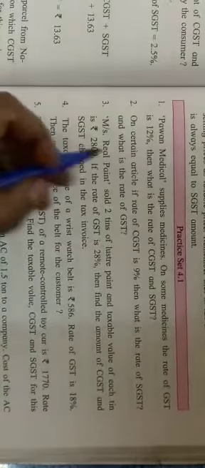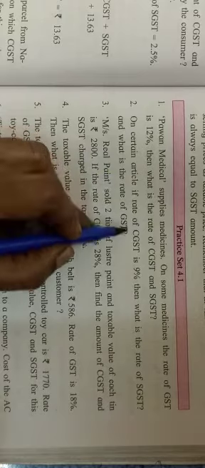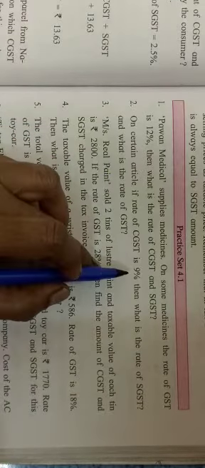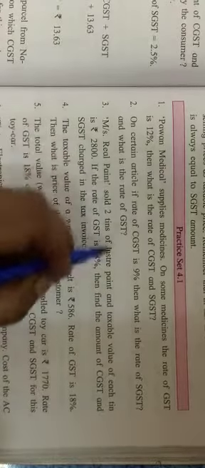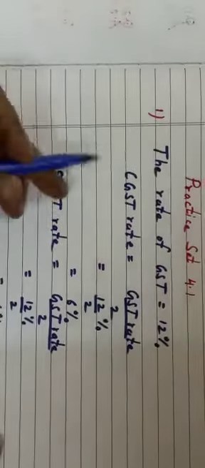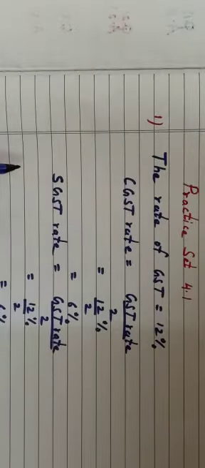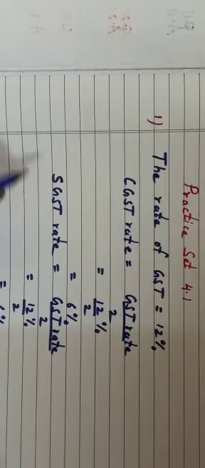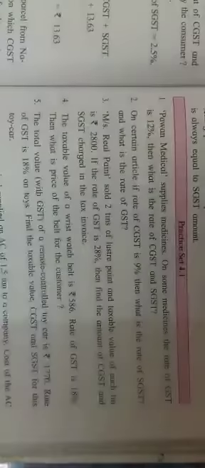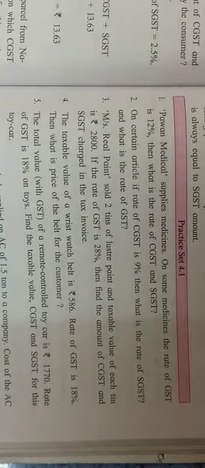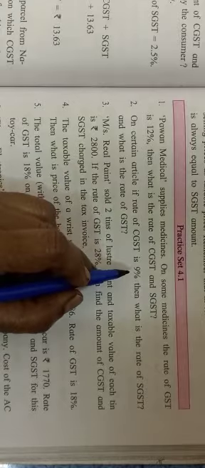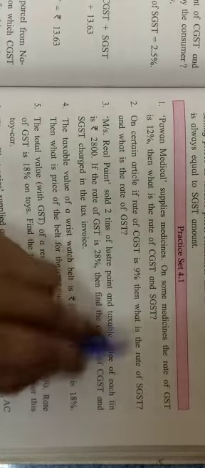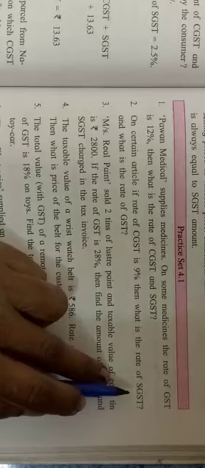See the second sum. On a certain article, if the rate of CGST is 9%, then what is the rate of SGST and what is the rate of GST? Now you already know that CGST and SGST, both the rates will be equal. If you know the rate of CGST, you will be able to write the rate of SGST. Now here CGST is 9%. Then what will be SGST? Both are equal. So SGST will also be 9.